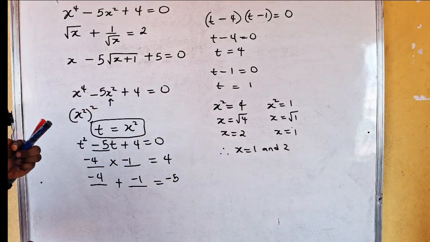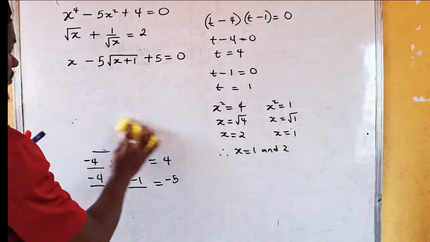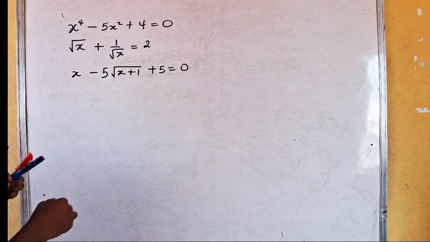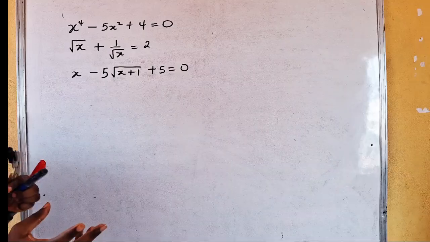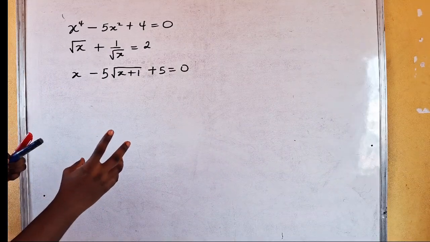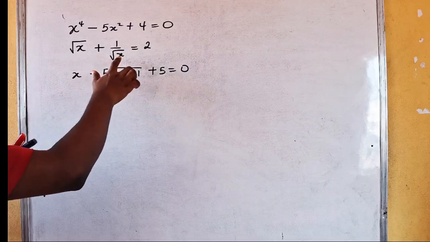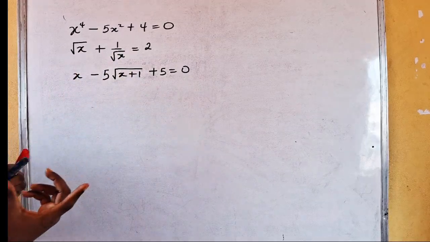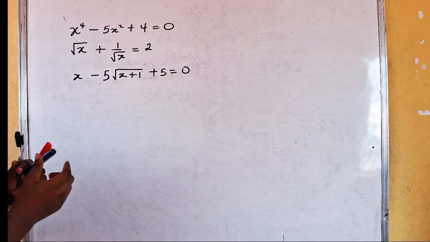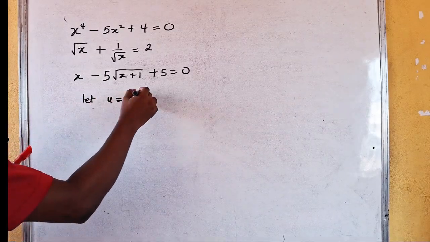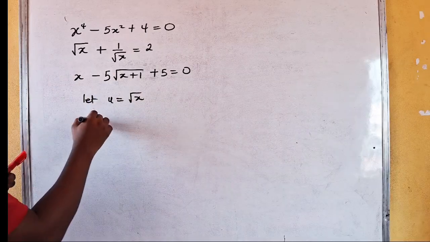Now let's do the second question. For this second question, to solve it, we still have to substitute. So we need to identify what is repeating here. So I have root x and I have root x. Since I can see that root x is repeating, I'm going to substitute it. That's the whole idea of our substitution trick. So I'm going to say, let u be equal to root x. So wherever I see root x, I'm going to put u there.